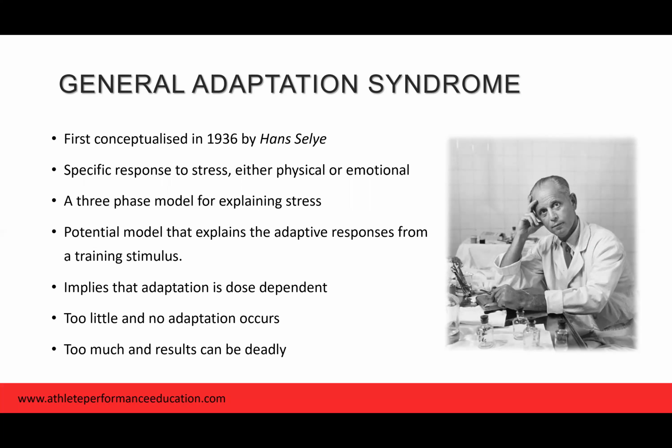And when I jump to the next slide, you'll see a slight variation in this model to Hans' original one. Essentially what it implies is that adaptation is dose dependent. So with too much adaptation, the results can be deadly, and with too little, nothing will occur. So what it's teaching us is that we need to find a dose dependent approach that is great enough to create a stress response without creating exhaustion in the body.